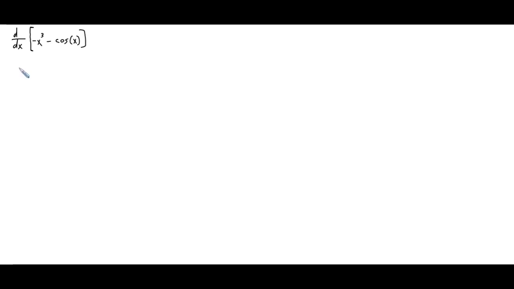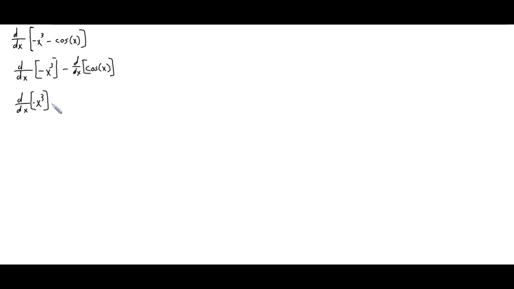Okay, the derivative of negative x cubed minus cosine of x. How do we solve this? Well, we do like we did last time. We first start by distributing the derivative over the sum or difference. So this equals the derivative of negative x cubed minus the derivative of cosine x. And now we can tackle these one at a time. So let's look at the derivative of negative x cubed first.